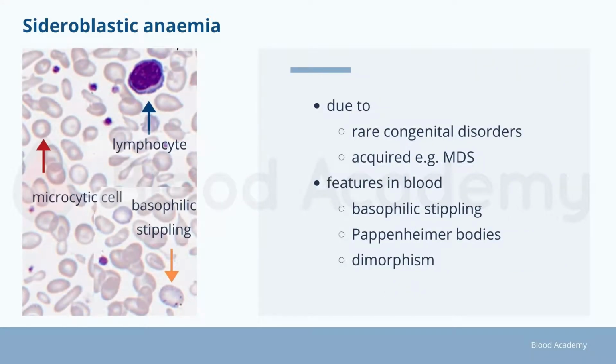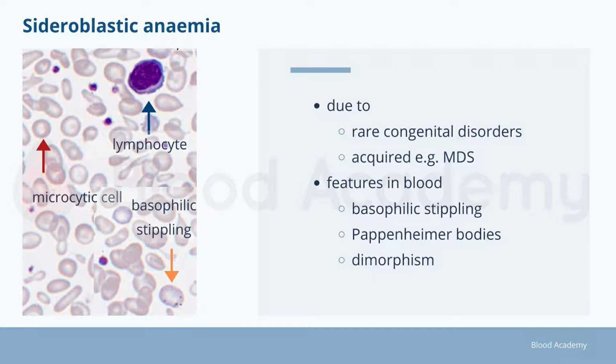Sideroblastic anemia can result either from rare congenital conditions or be acquired in conditions like myelodysplastic syndrome. Along with microcytosis, the associated morphological features seen in the blood are basophilic stippling and Pappenheimer bodies.